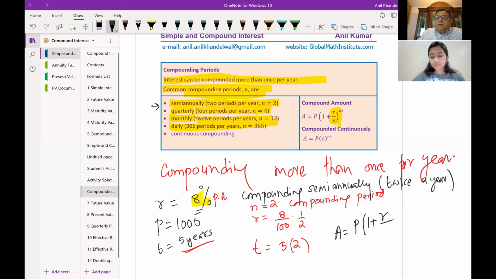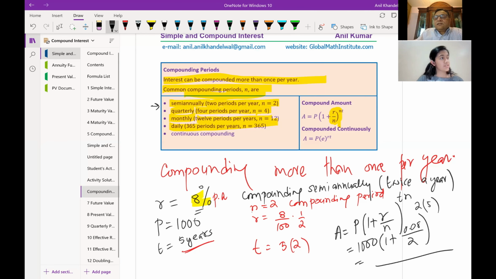Amount is P times (1 plus r over n) to the power n times t, because now the rate of interest will be divided into two portions. And therefore in this case, when we substitute, we get 1000 times (1 plus 0.08 divided by 2) to the power 2 times 5 years. And that formula will give you the final amount.